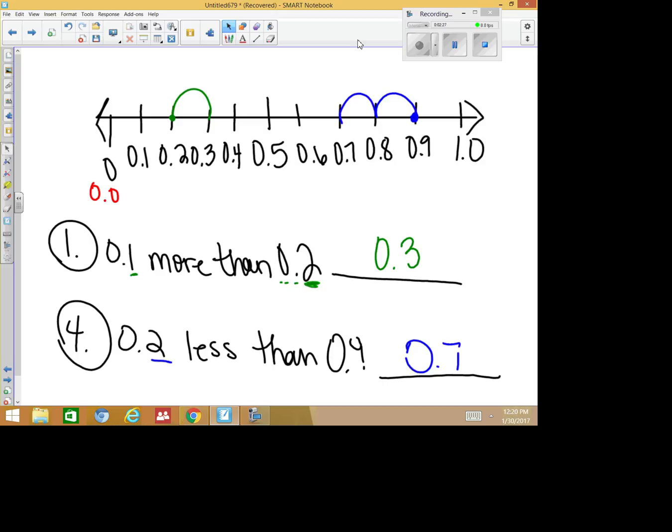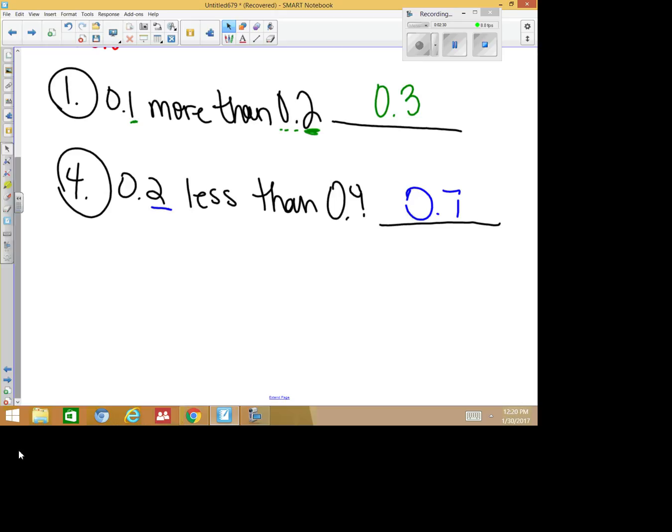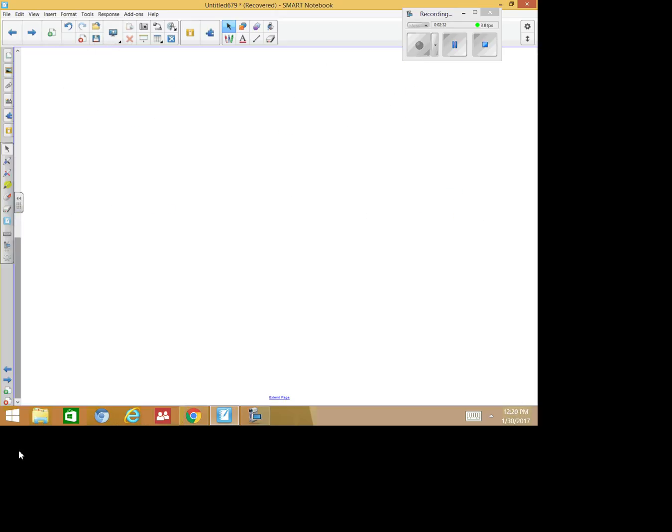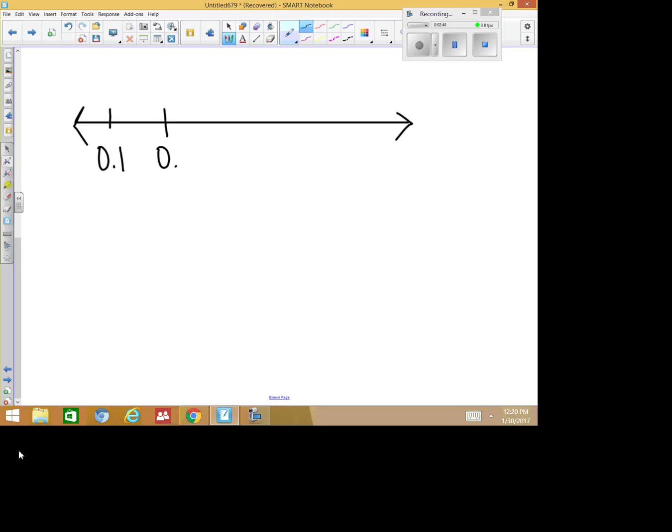Okay, so let's look at the next number line. I'm only going to do the beginning of it because I want to show you something about it. No, we did not do it. We did 1 and 4. That's correct. We did 1 and 4. Okay, so on this number line, look at this. I only did the beginning part of yours, okay?